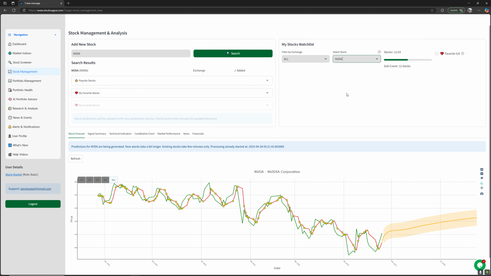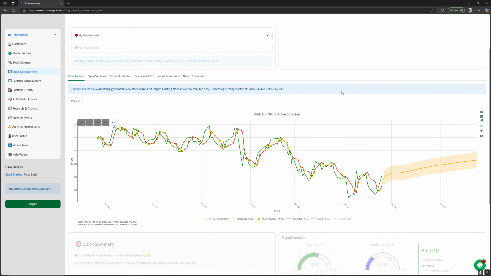So whenever you add a new stock, the system will try to reprocess it and come up with the latest predictions for that stock. The stock forecast page showcases that. Let me also add this stock to my favorites.